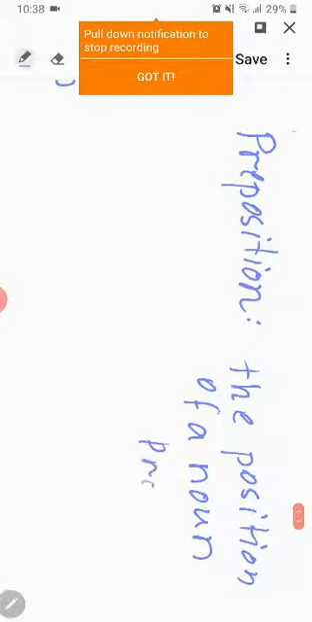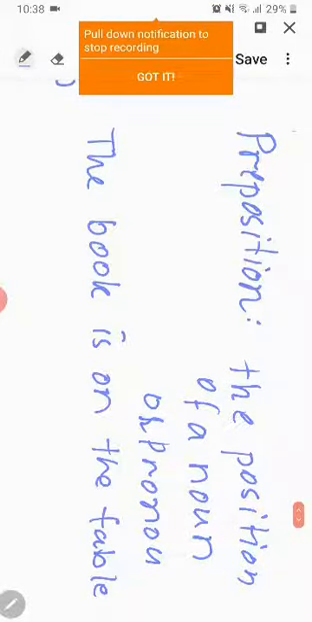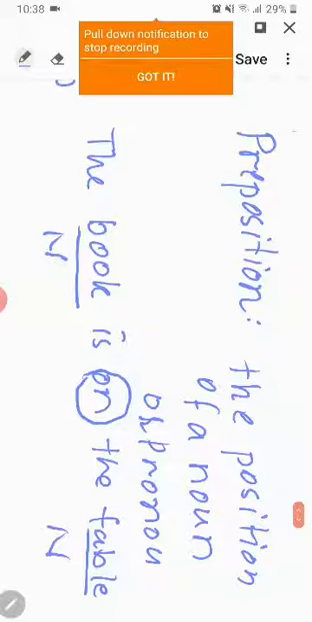For example, the book is on the table. In this example, the word book is a noun. The word table is also a noun. And the word on is telling us where the book is. It is telling us the position of the book. So this is called a preposition. On is a preposition.